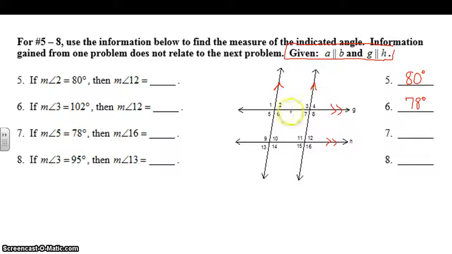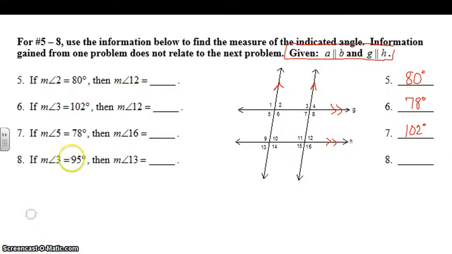So the measure of angle 5 is 78 degrees, and we want to know the measure of angle 16. I'll work my way this way. You could go either way, but I'll go this way. So 5 and 13 are corresponding angles, so this is 78 degrees. 13 and 15 are corresponding angles, so those are going to be congruent to each other. But I want angle 16. So again, 15 and 16 make a linear pair. Linear pairs add up to 180. So 180 minus 78 means that angle 16 has to be 102 degrees. Okay, and then I erase again.